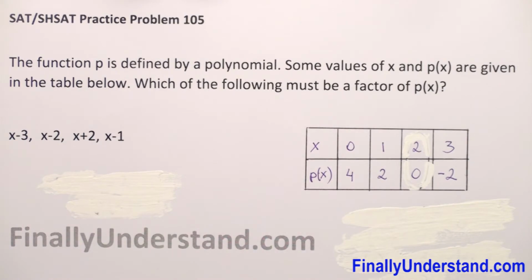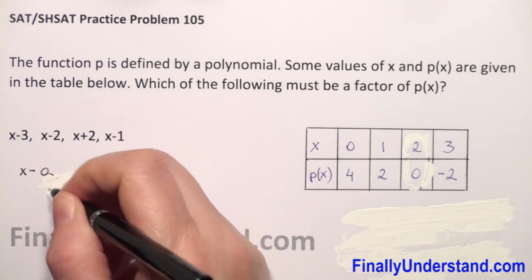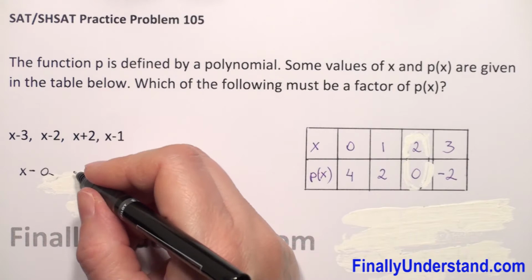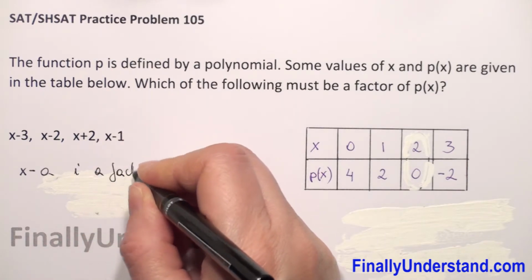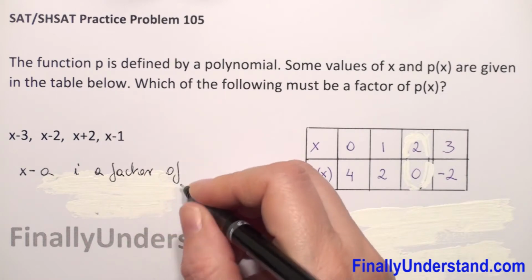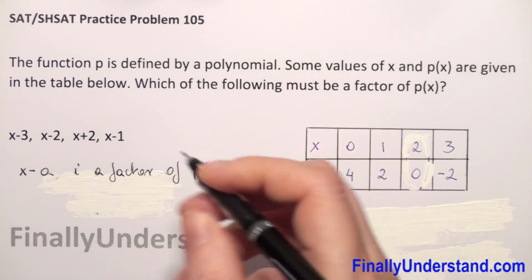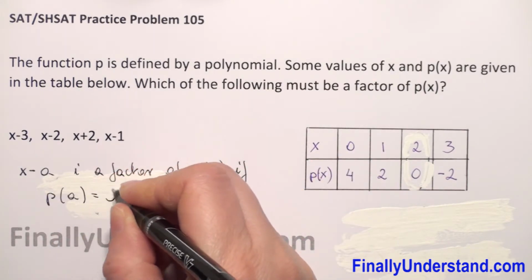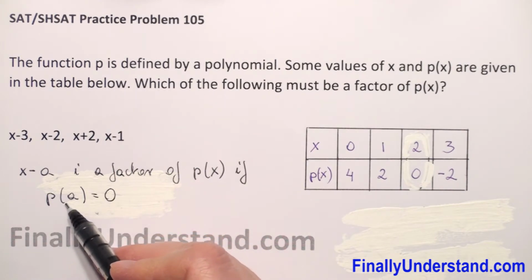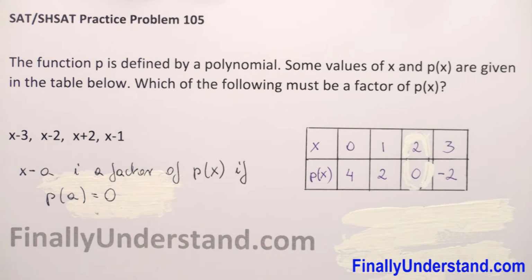So we know that the expression x minus a is a factor of polynomial p of x if p of a is equal 0. Value for our polynomial for a is 0. So let's see what we have given here.